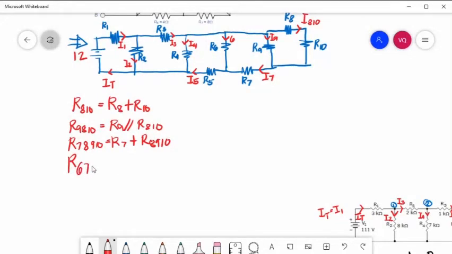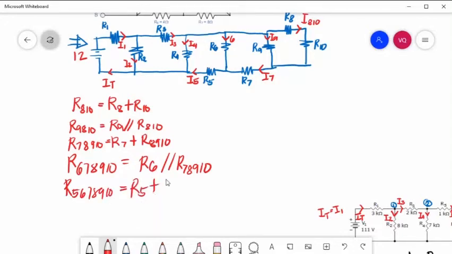R6, 7, 8, 9, 10 is R6 in parallel with R7, 8, 9, and 10. Then R6 in series again with R5. So R5 plus R6, 7, 8, 9, and 10.